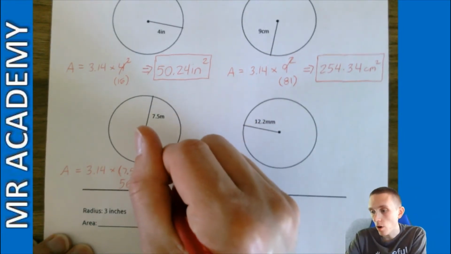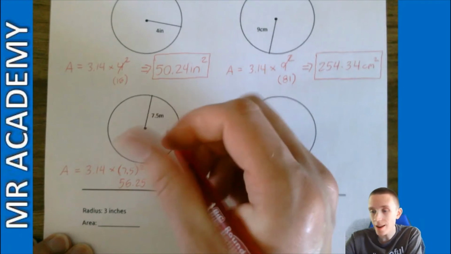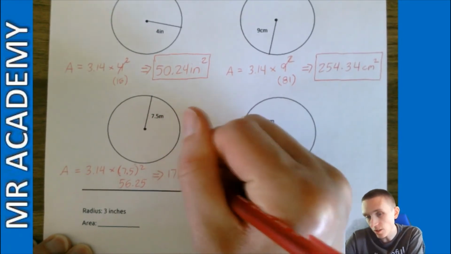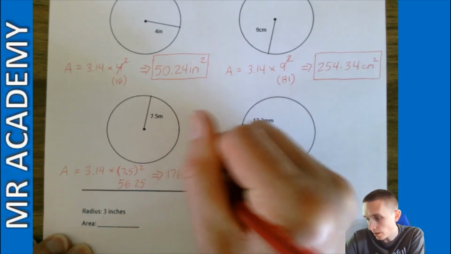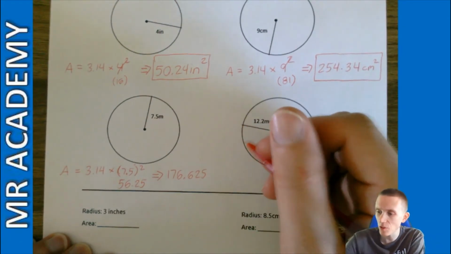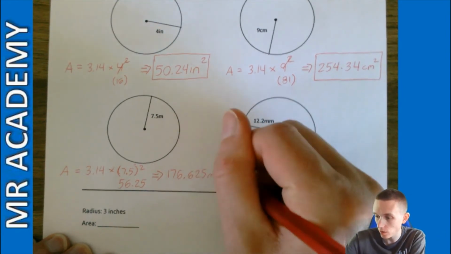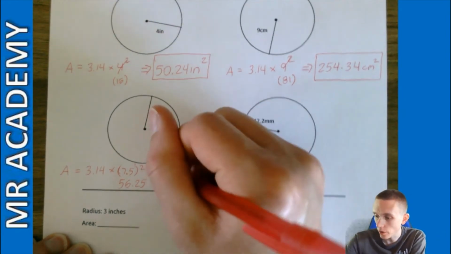Now this is where our rounding comes in, all right? So that times that ends up with 176.625. In this case, because they don't tell us to round, I'm just going to leave it just like this, all right? And it's meters and it is squared.